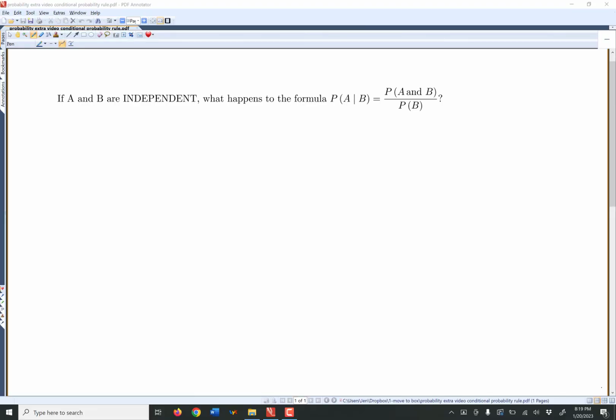So now let's say if A and B are independent, what happens to our conditional probability formula? So we know our conditional probability is the probability of A, if we know B, or A given B, equals the probability of A and B over the probability of B.